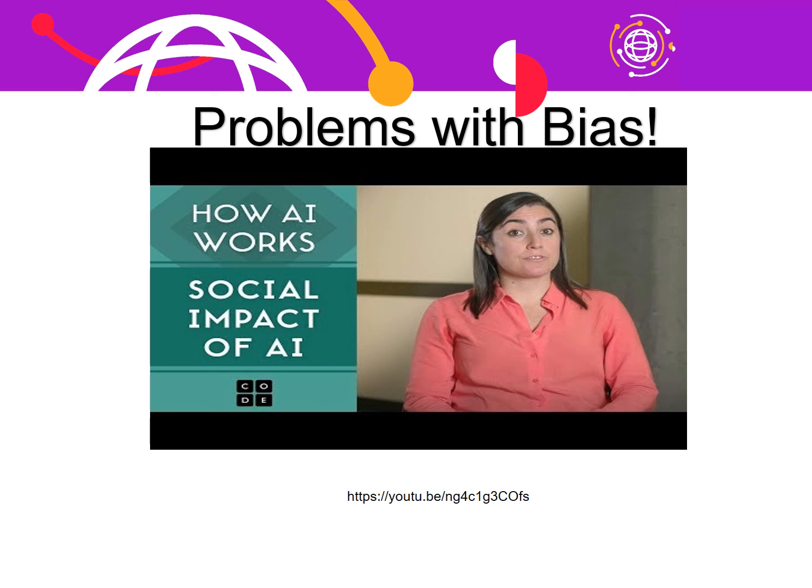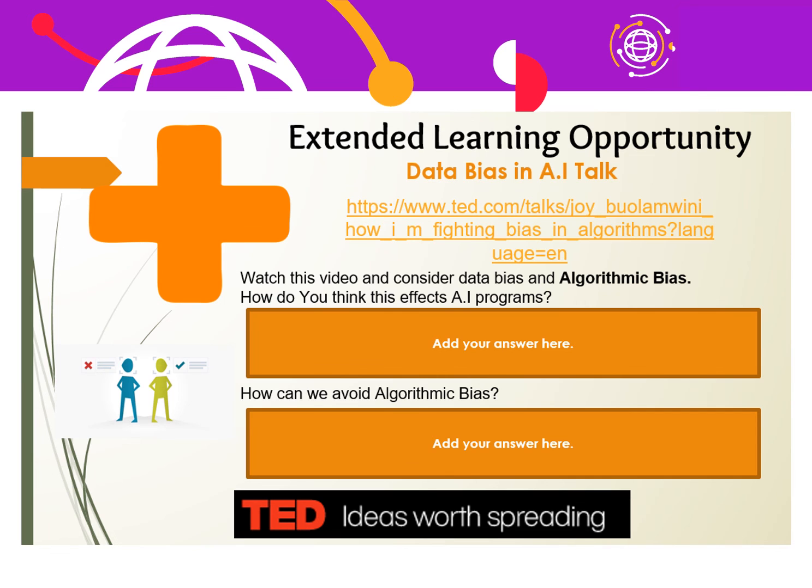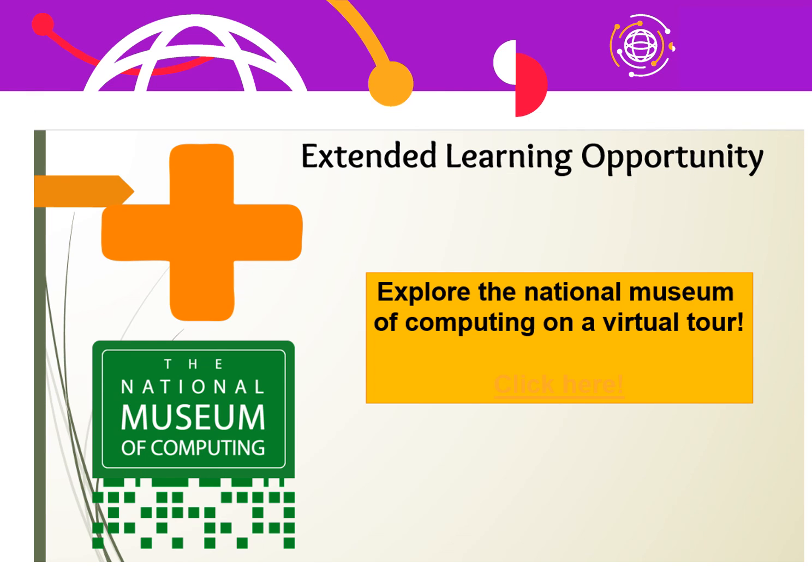Have a look at this video and think about the problems with bias while you're watching it. If you're interested in this, there's an extended learning opportunity at the end of your workbooks. It's a TED Talk looking at bias in AI. There's also a second extended learning opportunity where you can go and have a look around the National Museum of Computing. Spend some time having a look at some of the history of computer science.